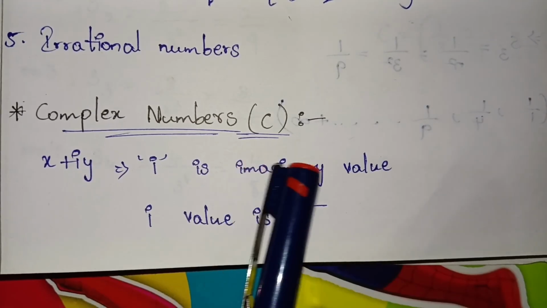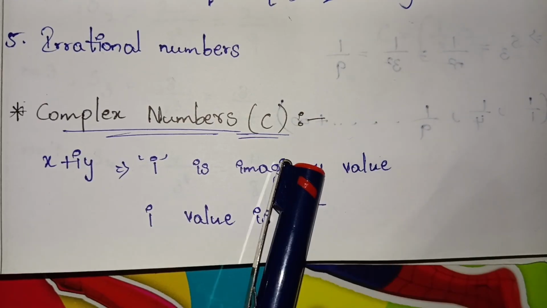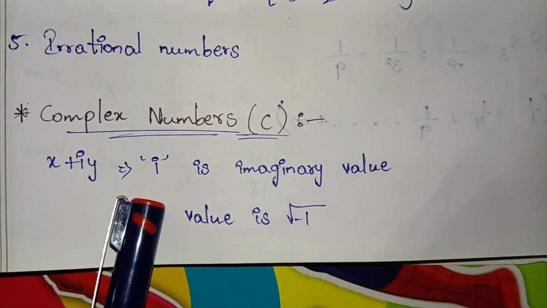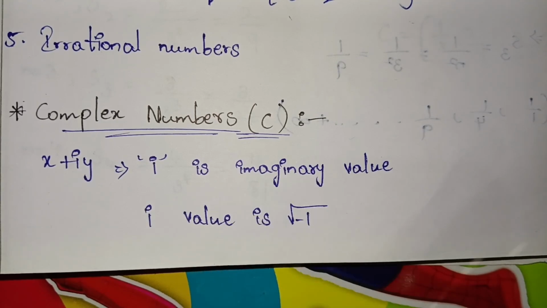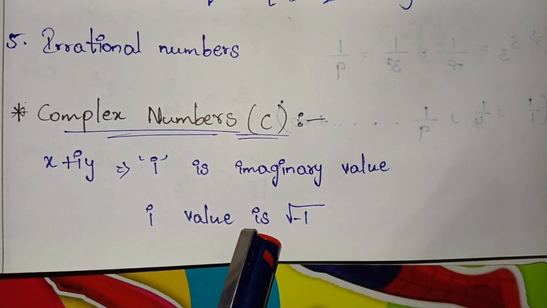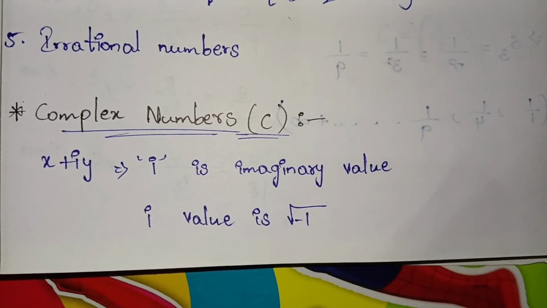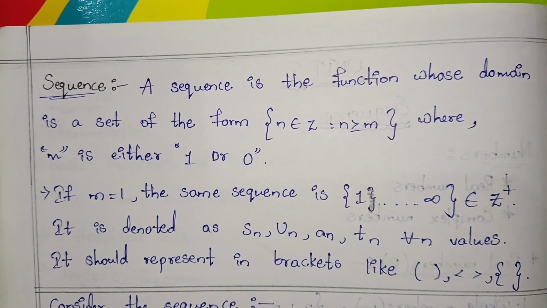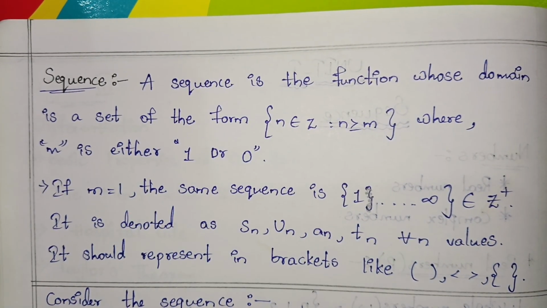And the complex numbers, which is denoted with C, and the form of the complex numbers is x plus iy, where i is the imaginary value and i value is under root minus 1. So now firstly let us understand what is a sequence.